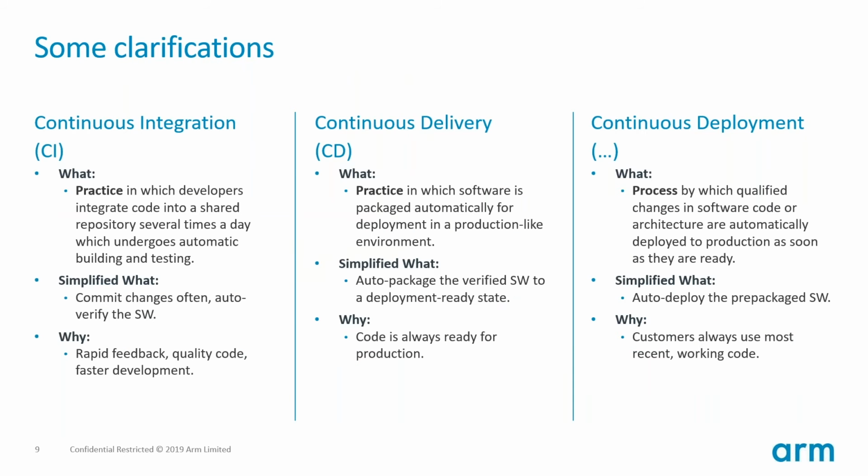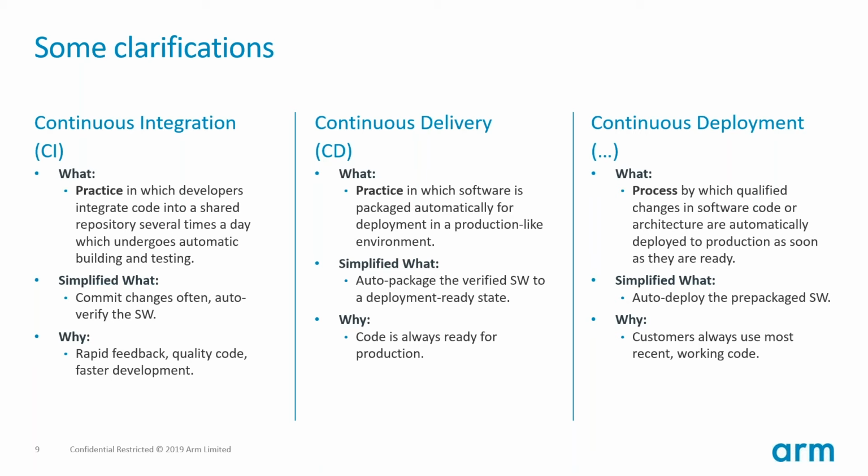And before we get into some specifics as well, I'd like to clarify a couple terms that are related to continuous integration, just for clarity. So continuous integration here on the left is this practice where developers integrate code into the shared repository several times a day, undergoing automatic building and testing. What that boils down to essentially is that you commit code often, and the software is automatically verified to be good or not good. And this gives you the rapid feedback, quality code, and enables faster development, as Bruno was mentioning, for the benefits of using continuous integration.